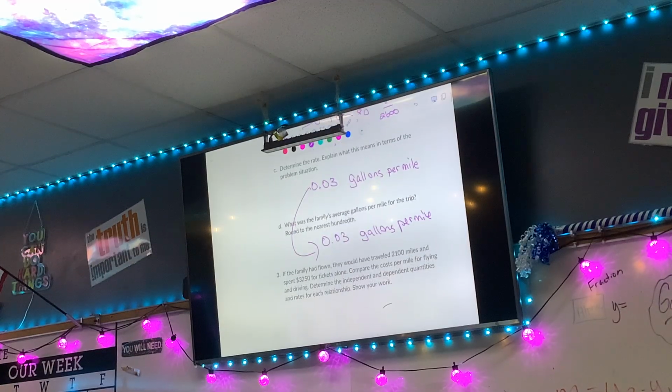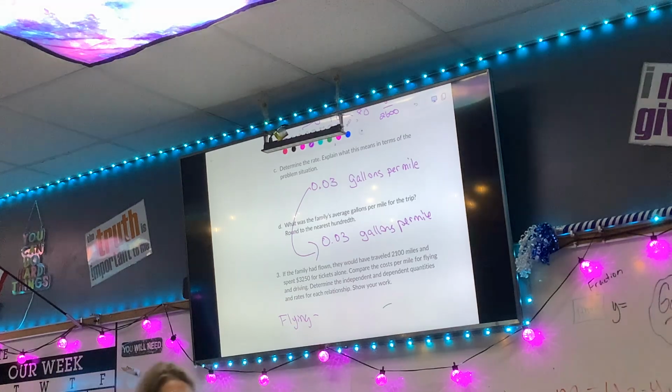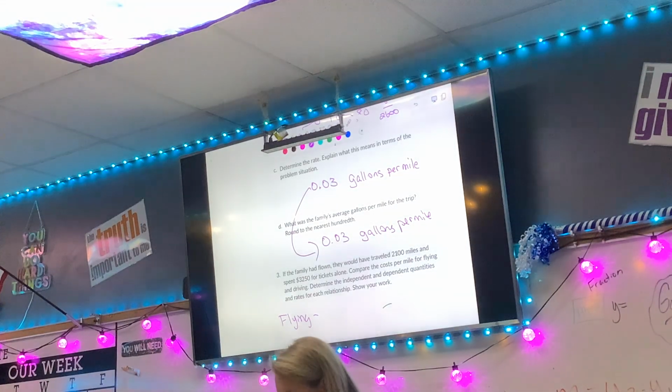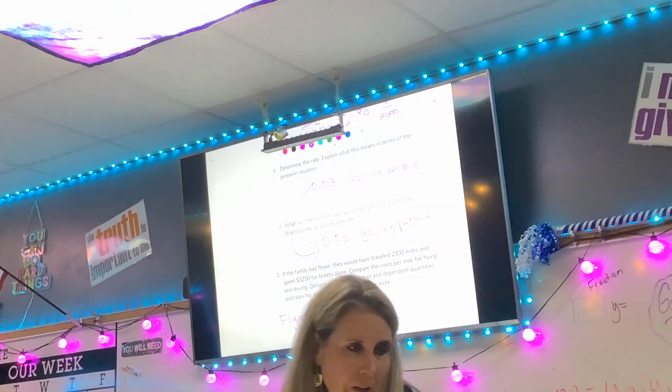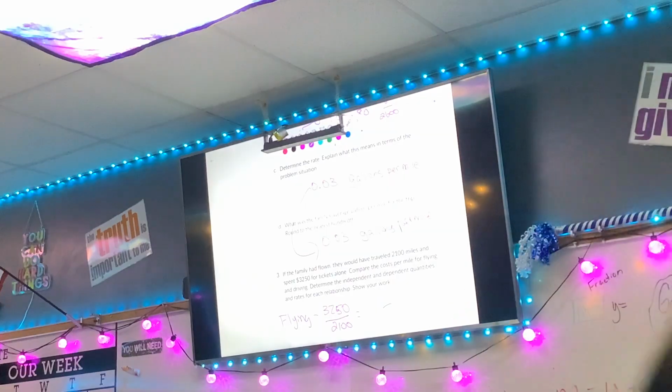So, for flying, it was $3,250 for a 2,100 mile flight. How do I figure out how much it is per mile? I'm going to divide $3,250 by 2,100 miles. I need to figure out how much it is per mile.